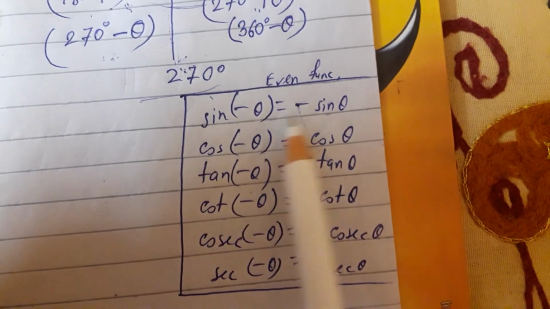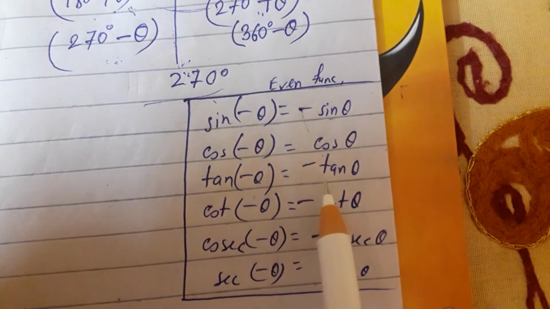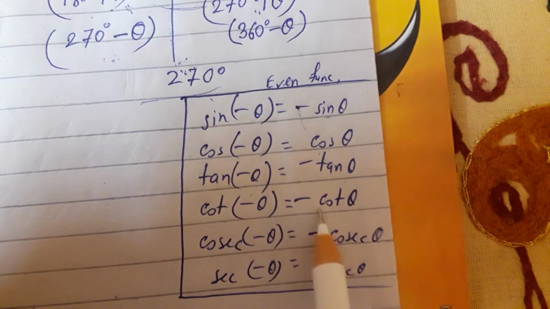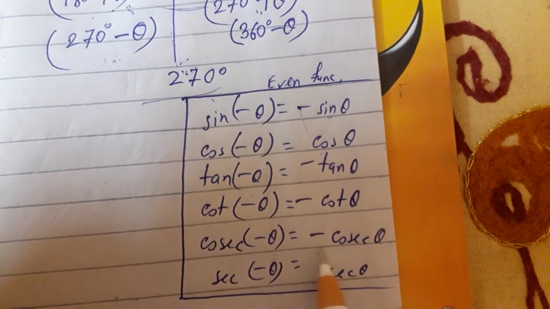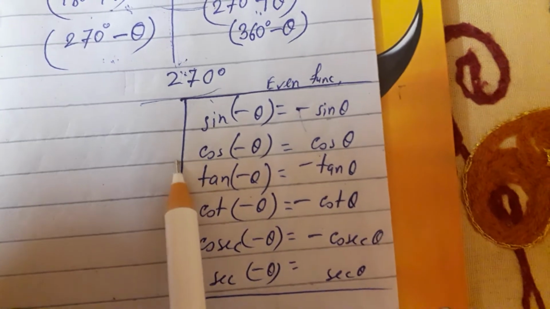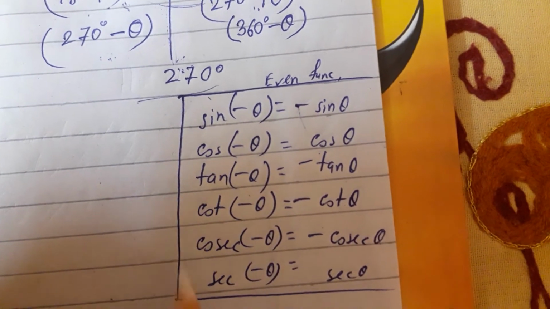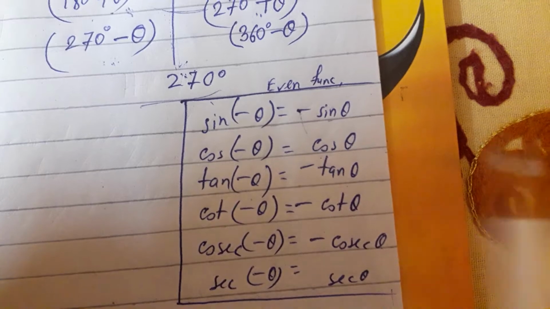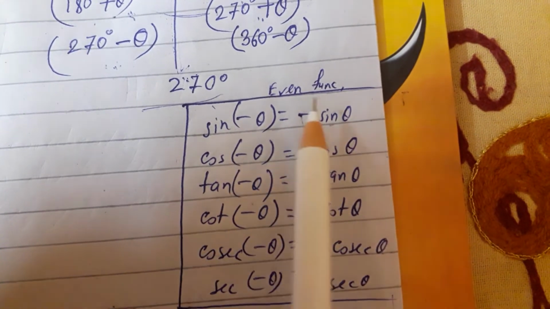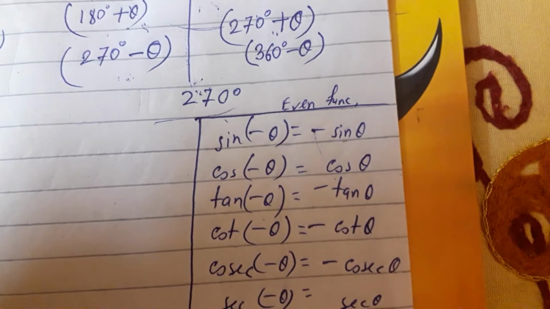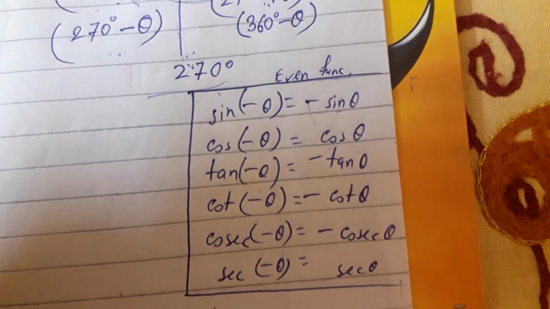And the other ratios will be different: sine minus theta means minus sine theta, tan minus theta means minus tan theta, cot minus theta means minus cot theta, cosec minus theta means minus cosec theta. Only for the cos and sec functions will it be positive, as the cos function and sec function are even functions. When you read the chapter on functions, it will be very clear to you.